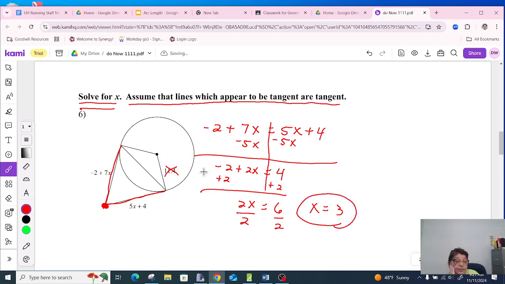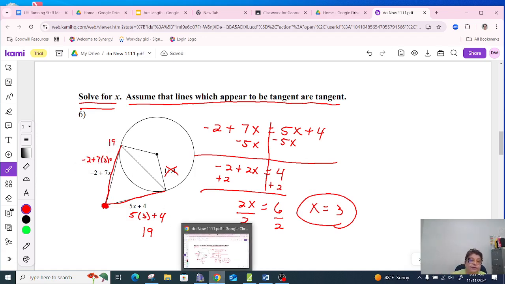Now, if it asked what the lengths were, you would substitute in. Sometimes it's nice to substitute in just to check your work. 5 times 3 plus 4 is 19. And negative 2 plus 7 times 3, is that also 19? Yes, because 21 plus a negative 2 is 19. So we know that it worked. You didn't have to do that.